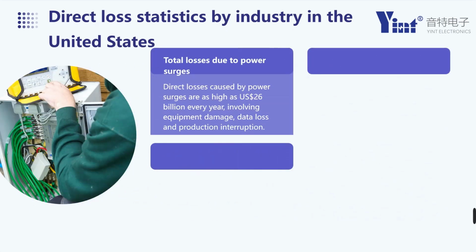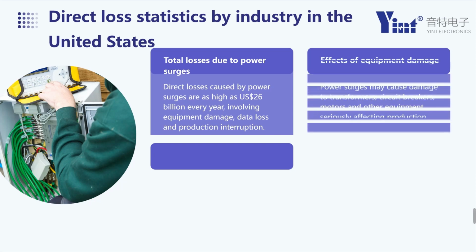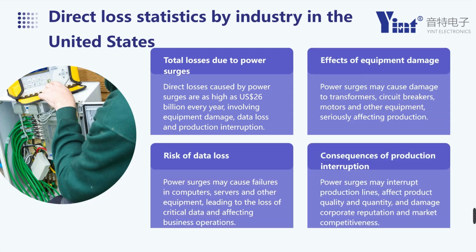Direct losses caused by power surges are as high as $26 billion every year, involving equipment damage, data loss, and production interruption. Power surges may cause damage to transformers, circuit breakers, motors, and other equipment, seriously affecting production. Power surges may cause failures in computers, servers, and other equipment, leading to the loss of critical data and affecting business operations. Power surges may interrupt production lines, affect product quality and quantity, and damage corporate reputation and market competitiveness.